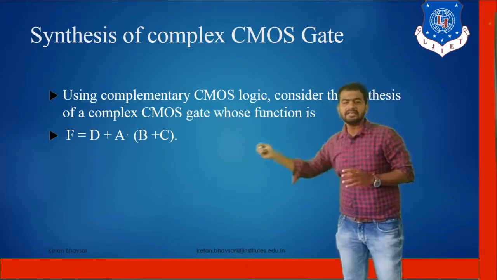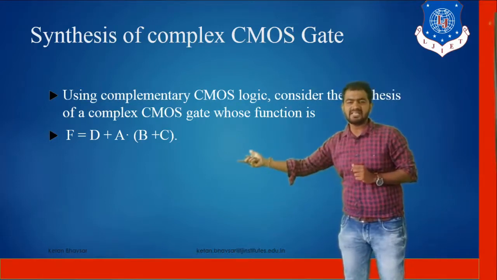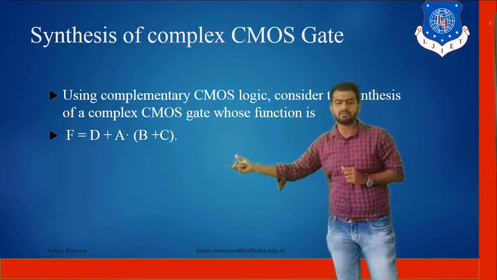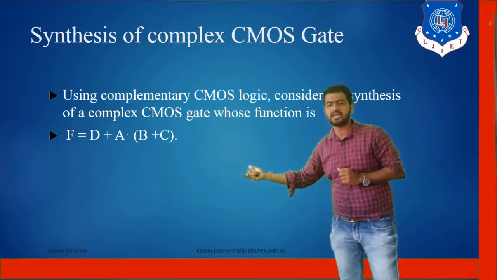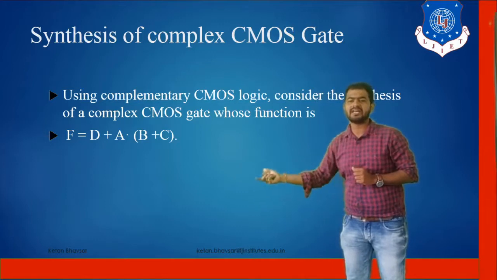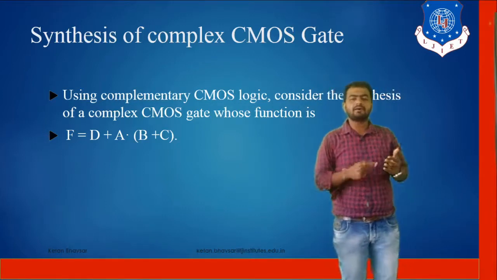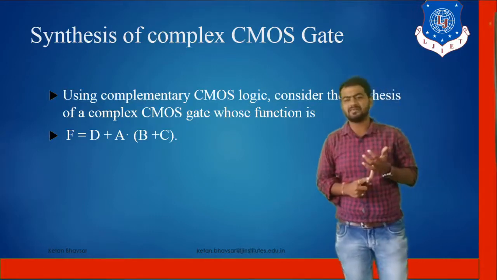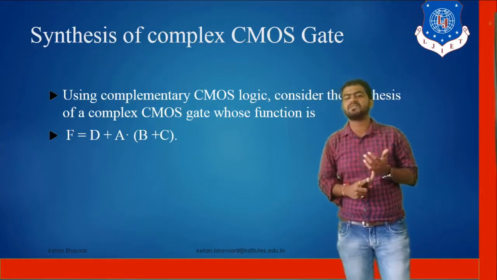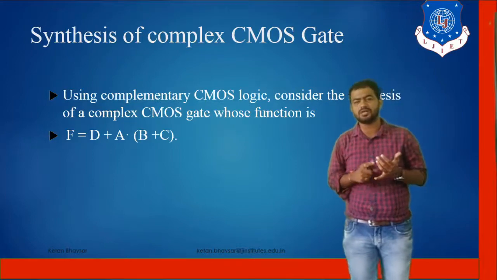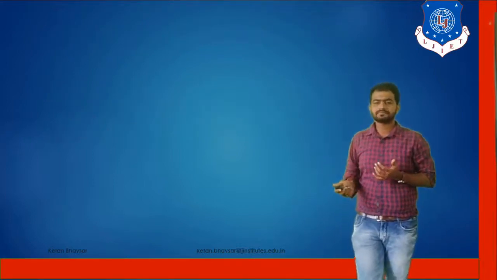As you can see here, D plus A means D and A have a NOR gate, so we have to make a NOR gate configuration. Then A and B, C have a NAND gate, and B and C have a NOR gate configuration. Ultimately, we have multiplication and addition. For the multiplication we use a NAND gate, and for the addition we use a NOR gate configuration.